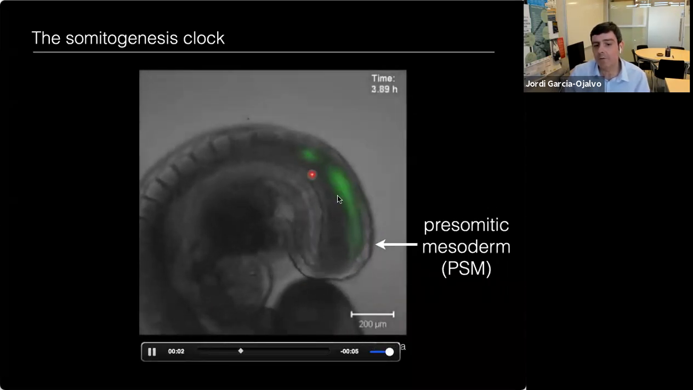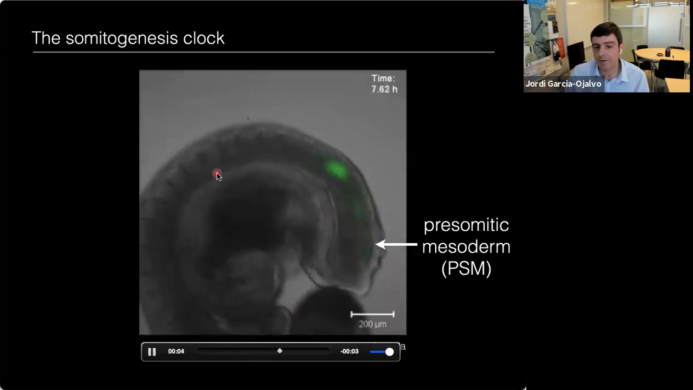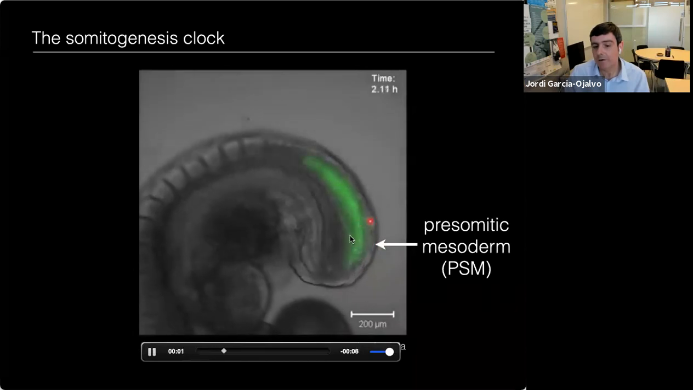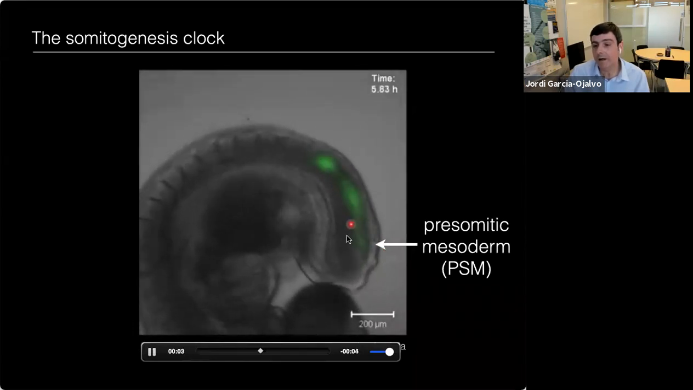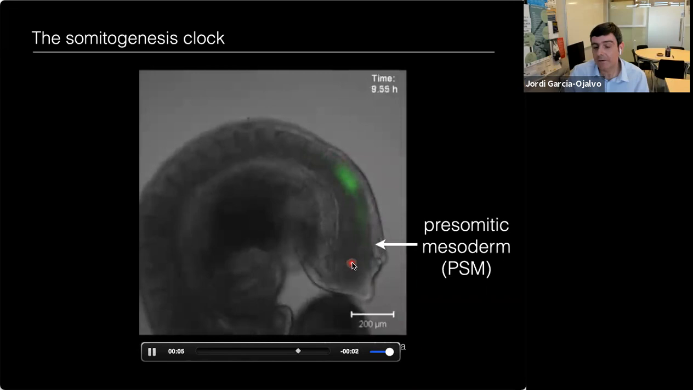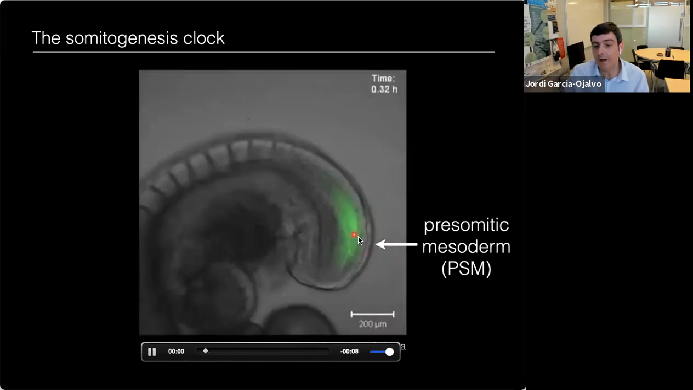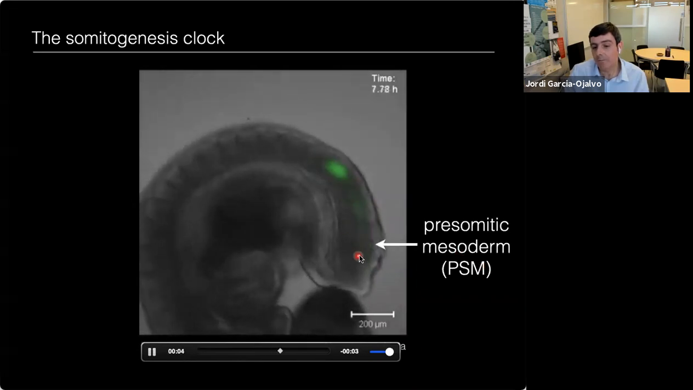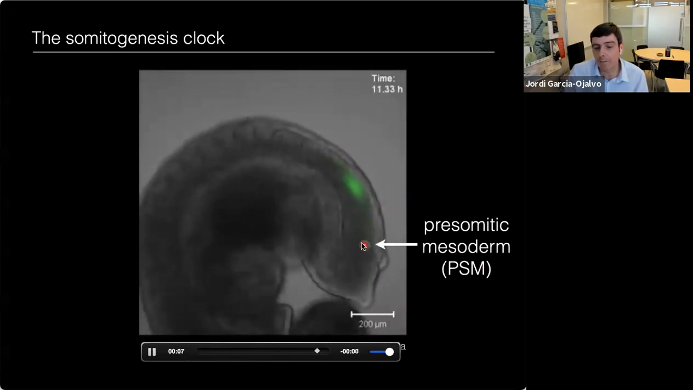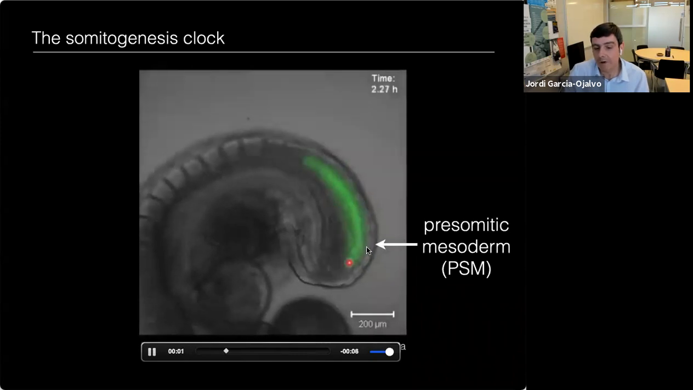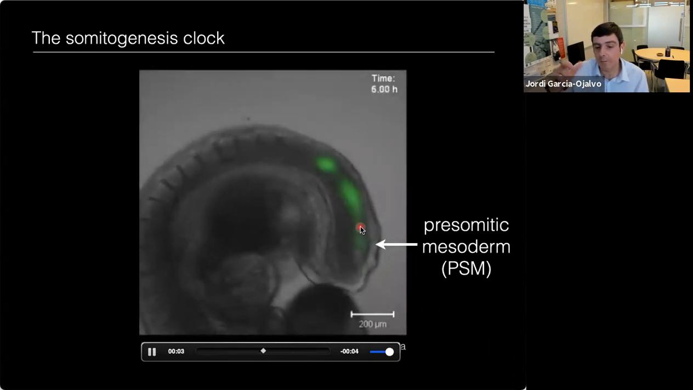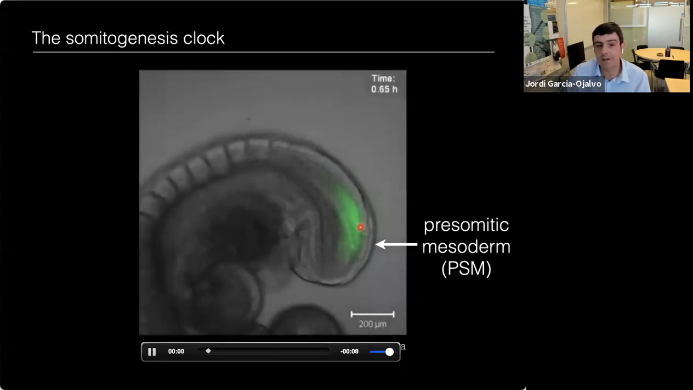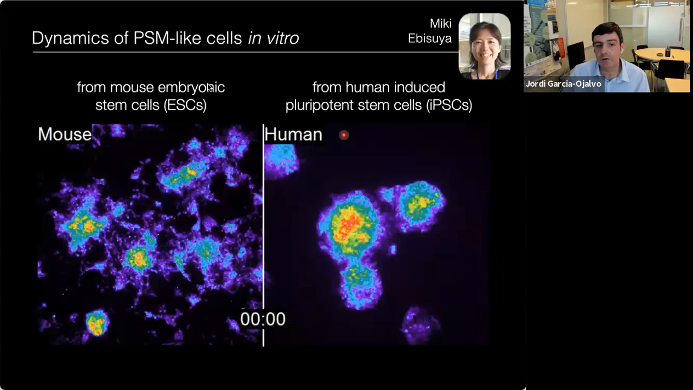We cannot do this type of movies in a human embryo for obvious ethical reasons. So what we can do is extract cells from humans, transform them and make them pluripotent. And then we can turn them into presomitic mesoderm cells, okay? There are protocols that allow us, starting from human cells, to make them pluripotent, and then transform them into these PSM cells. And this is the type of data that I'm going to show you.